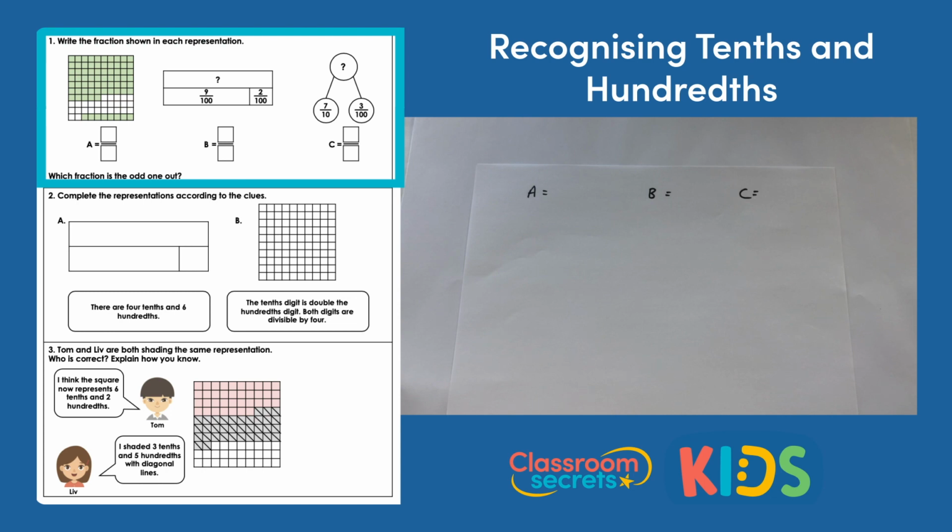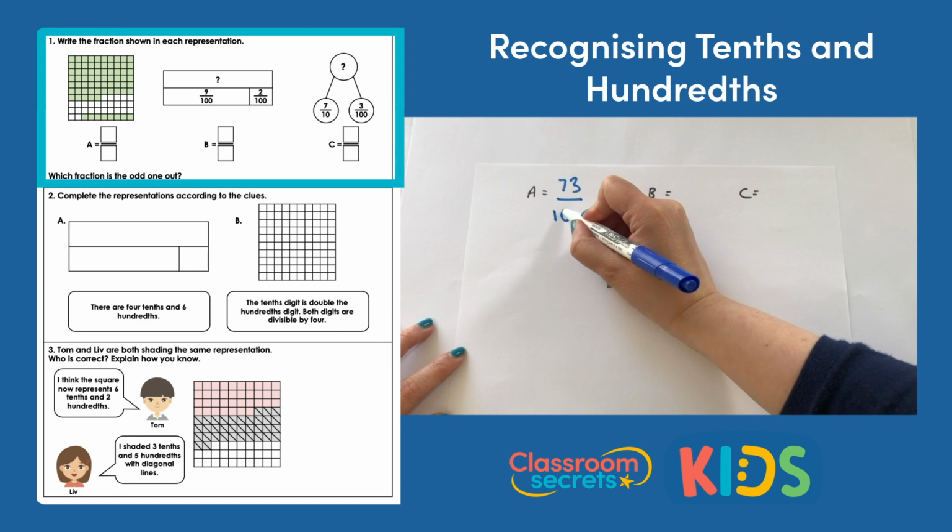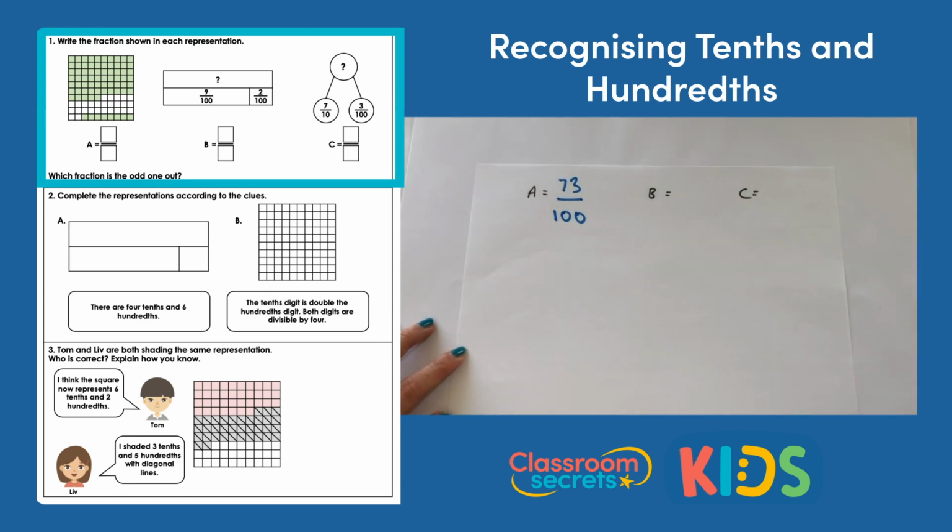So we have 1, 2, 3, 4, 5, 6. So I have 6 tenths, but then my hundredths, so the squares on their own, I actually have 13. So I have 13 hundredths and 6 tenths. I know that 6 tenths are equivalent to 60 hundredths. So if I add the two together, 60 add 13 is 73, and my fraction is hundredths. So A is 73 hundredths.